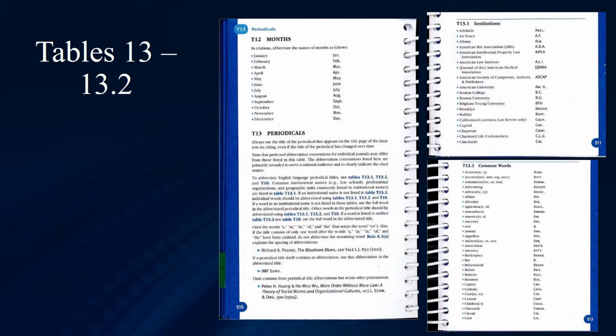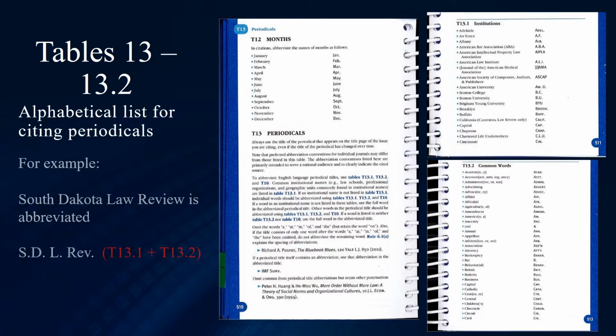It's important to always check Table 13 when citing to law reviews in journals. Table 13 alphabetically lists a majority of all law reviews and journals. For example, the South Dakota Law Review is abbreviated S.D.L. Rev.